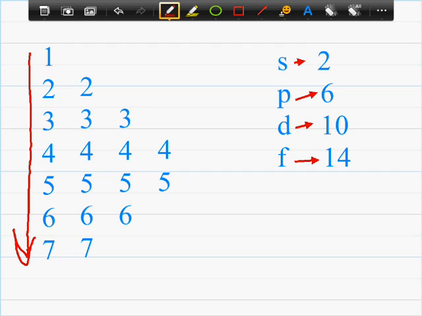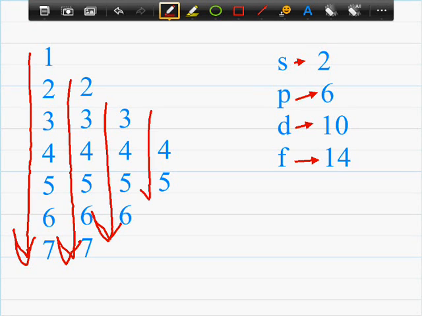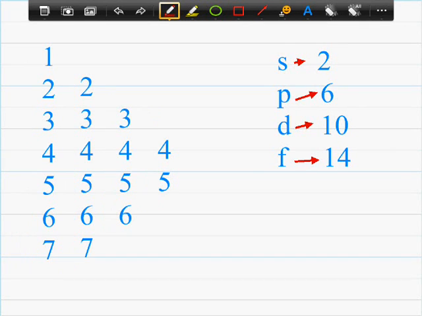The second column has the numbers 2 through 7. The third column has the numbers 3 through 6. And the fourth column has the numbers 4 and 5. After writing out this series of numbers, all you need to do is label the orbitals on each column.